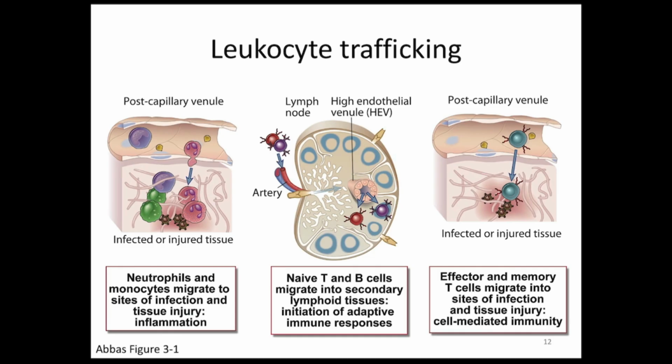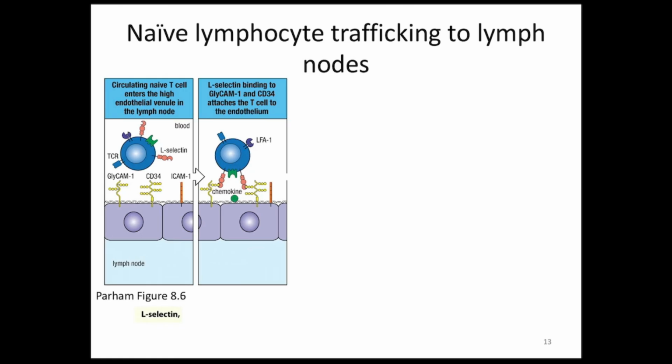Exactly what's going on. So if we first look at this case in the middle where we have our naive T or B cell going into a lymph node, the way that that works is that the naive T cell has on its surface L-selectin.